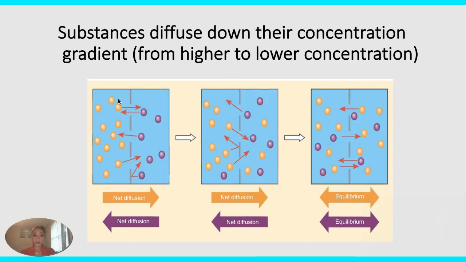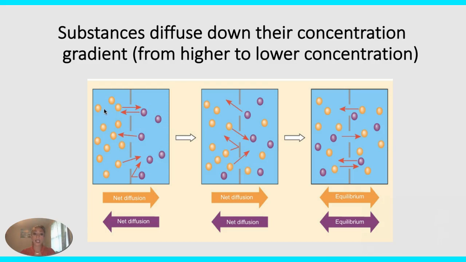Right here, we're going to be pointing out substances, and this is diffusion still. Substances are diffusing down their concentration gradient, so they're going from a high to a low concentration. Okay. So right here we have a high orange molecule concentration on the left, and then a very low orange molecule concentration on the right, because there's actually none over here.